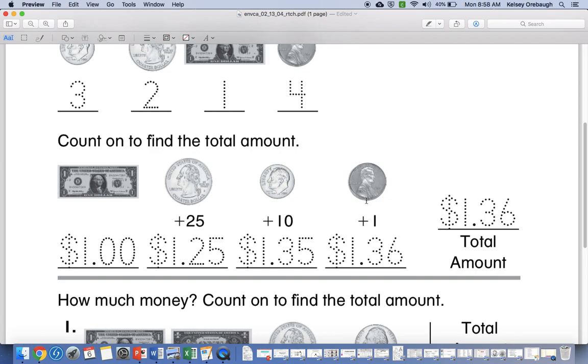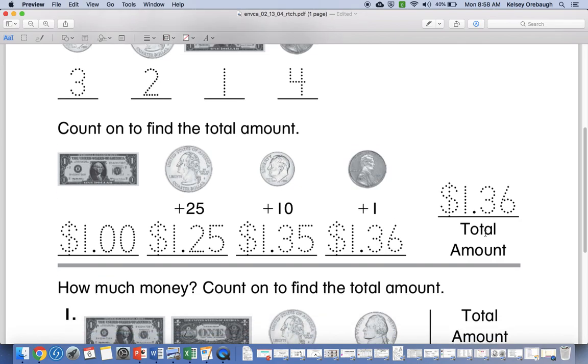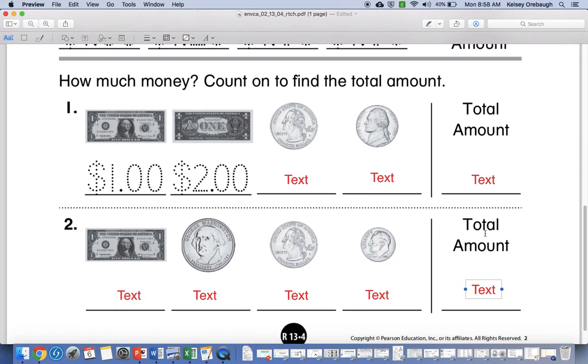And then finally add our penny. Our penny is worth 1 cent. We add 1 more cent to this amount we had previously. $1.35 plus 1 cent is $1.36. So our total amount is $1.36. All right.